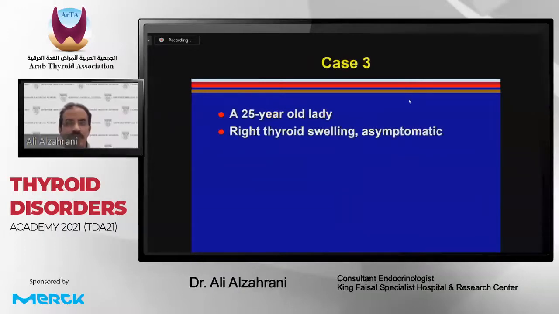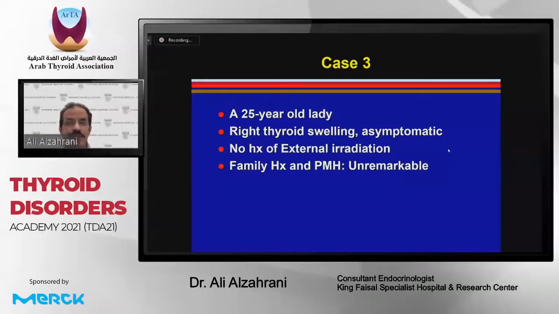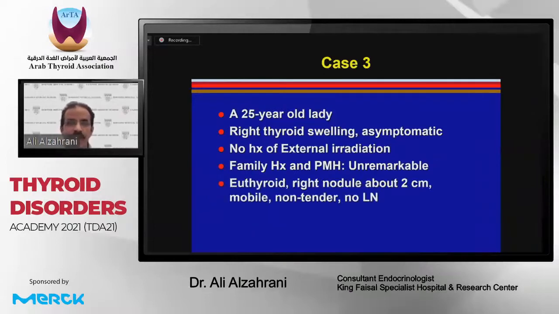A 25-year-old lady who came with right thyroid swelling, which was asymptomatic. She has no history of external irradiation. Her family history and past medical history were unremarkable. She was euthyroid. She had a right nodule about 2 centimeters in the right thyroid lobe, mobile, non-tender, with no lymphadenopathy. Her TSH was 1.9.